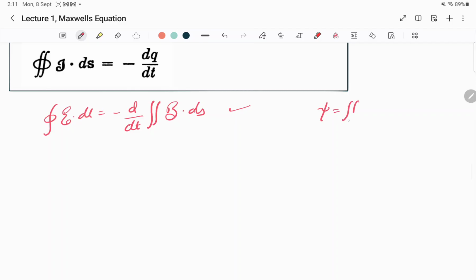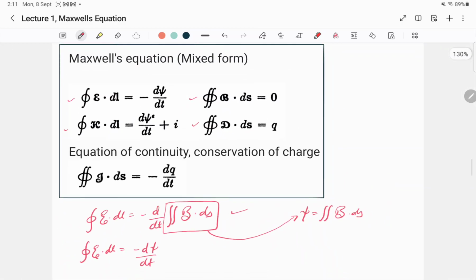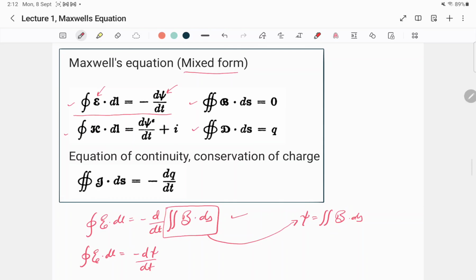Psi is equal to the surface integration of B dot dS. So if you see, this can be replaced with psi. Therefore this equation becomes the closed line integration of E dot dl is equal to minus d psi by dt, which is what is written in this particular equation. Okay, so this is Maxwell's equation in mixed form, where this particular quantity is a field quantity and this is a circuit quantity. Now let's take the second Maxwell's equation.